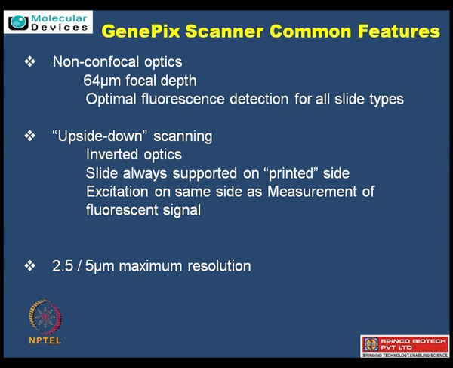So if you want to use some slide based slides that have cover slips, the depth is a little bit lower, so you want to focus at a different range. So in this fashion, the non-confocal optics with a focal depth of 64 is our major feature. Apart from that, upside down, that is inverted chemistry, is actually what we are going to use in the form of printed slides being scanned directly and controlled for the variability as discussed earlier, and the resolution at 2.5 or 5 microns based on the system which is available can also be used.